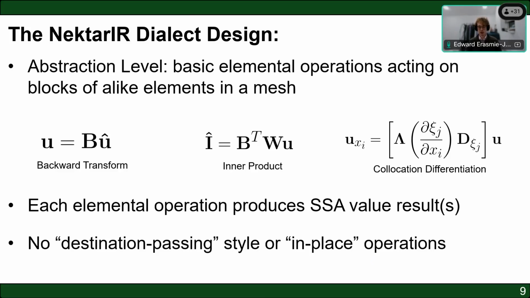So each elemental operation needs to produce a result that we can then use compiler passes to optimize and analyze further on down the line. Importantly, we don't use destination passing style or in-place operations. So each operation has a result, and we do not modify the destination buffer until we store to it. What that means, I'll show in a second.